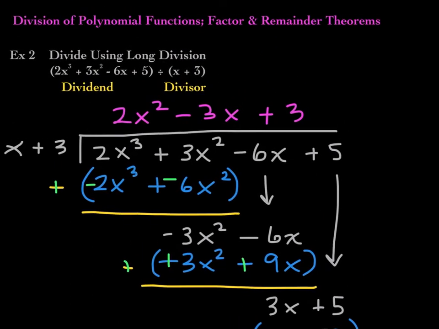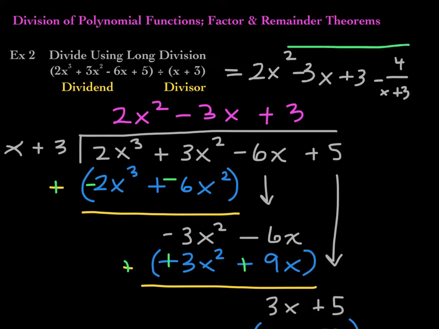There. So our final answer is 2x squared. Let me write this down. So our final answer is 2x squared minus 3x plus 3 with a remainder of negative 4. So what I'll do is I'll put minus, and then this remainder should be written as a fraction. So it's minus 4 over your divisor, which is x plus 3. All right, this is your final answer here.